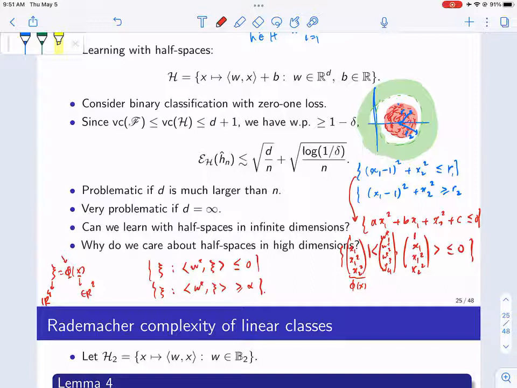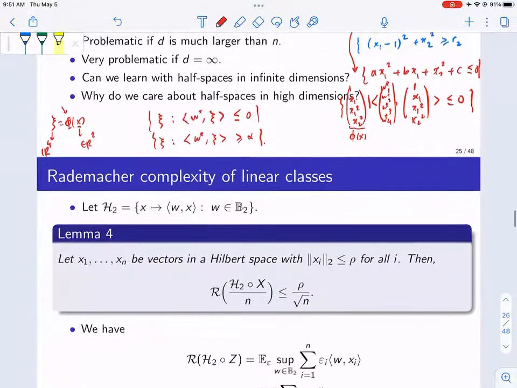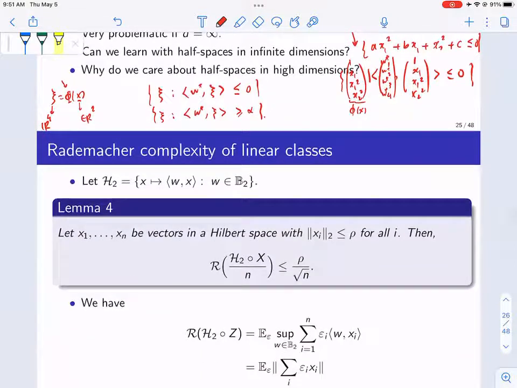I want to control this by assuming something. This is for w varying arbitrarily. So w is fine, but the thing is that x is unbounded as well. So what I want to do is restrict x, so x is bounded. Then I can control the Rademacher complexity rather easily.